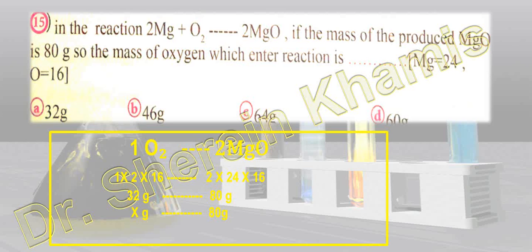We want the mass here. Do you think it's an easy question? Let x be the mass of oxygen: x on one side over 32, and on the other side magnesium oxide 80 gram. So x equals 80 times 32 divided by 80 if we want to calculate it, but it's easy, it will be 32 gram. So the right answer will be A, 32 gram.